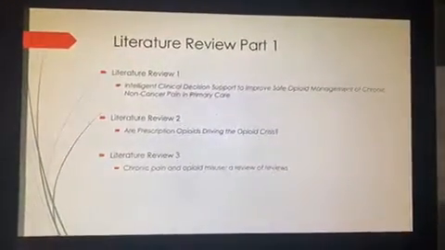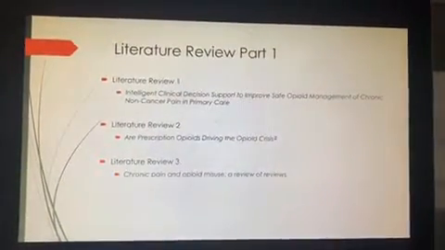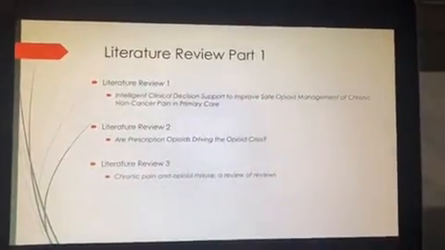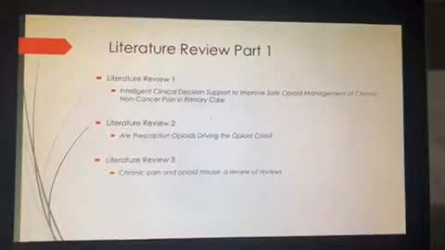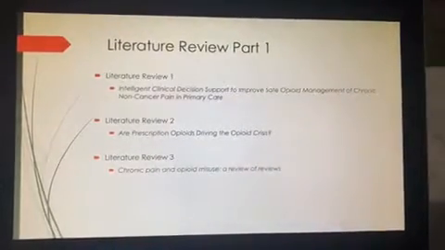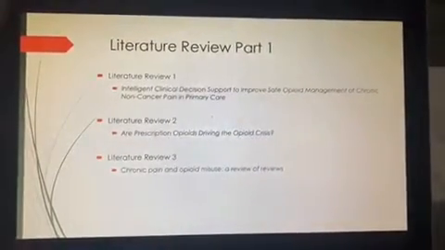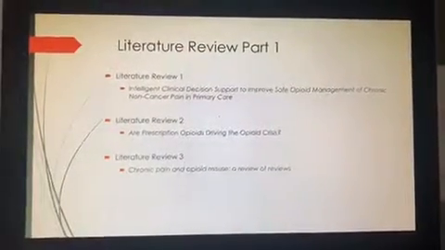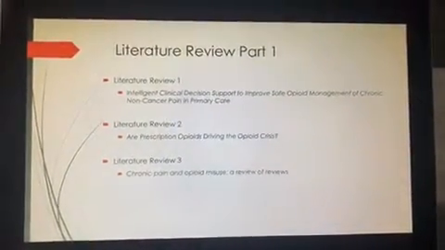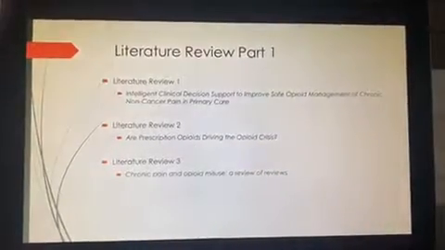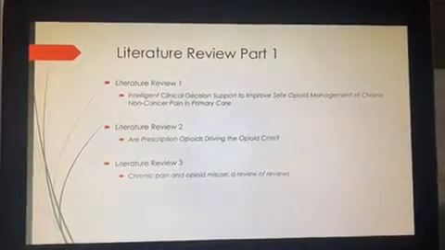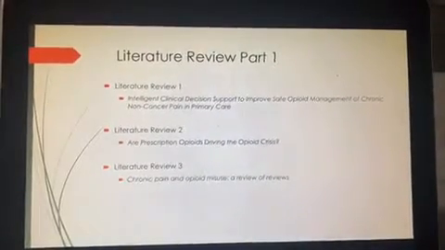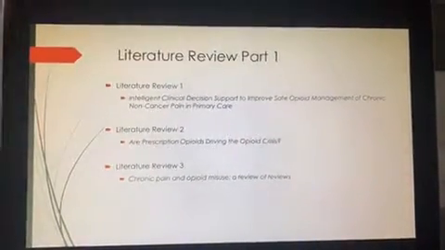So for my literature review, I did 5 resources. The first one is the Intelligent Clinical Decision Support to Improve Safe Opioid Management of Chronic Non-Cancer Pain in Primary Care. This research study examines the implementation of clinical decision support systems among electronic health record systems with patients with chronic pain in relation to healthcare providers' compliance with the standard guidelines of the system.